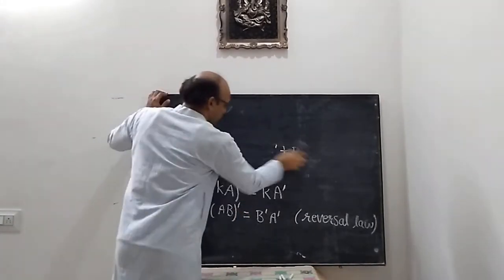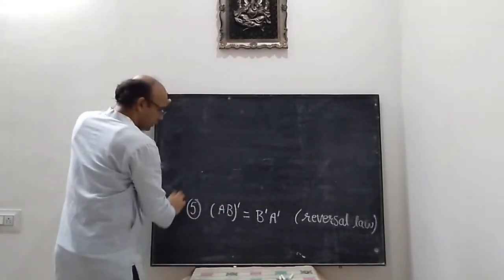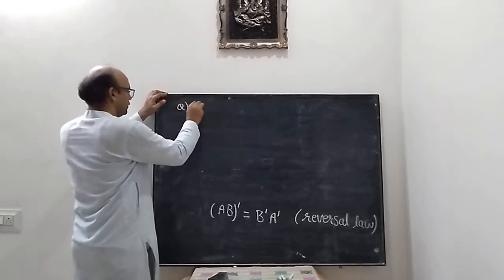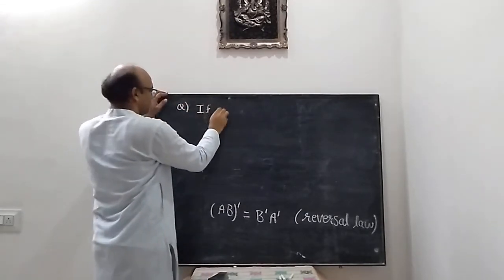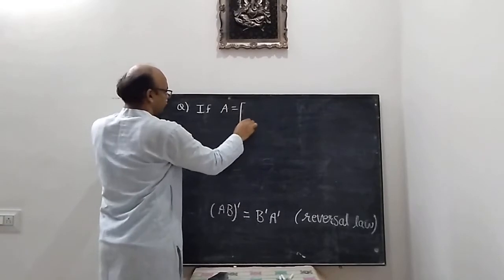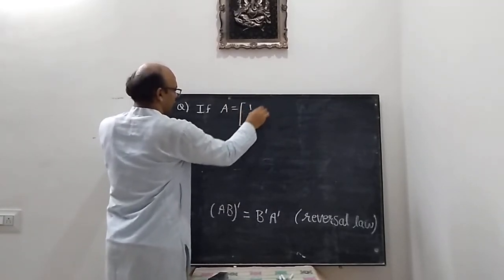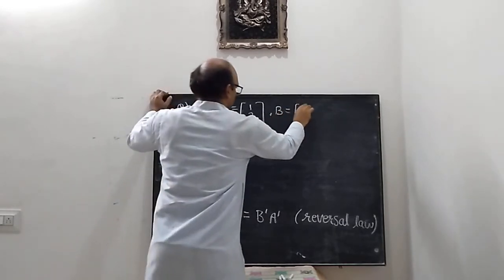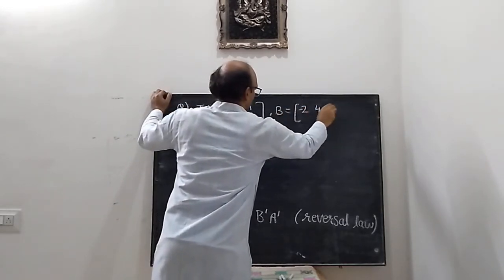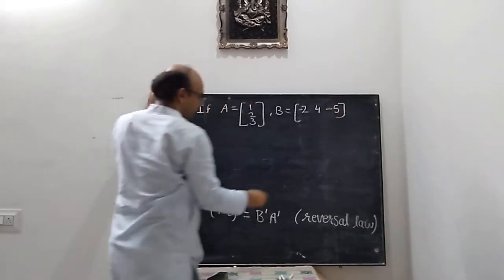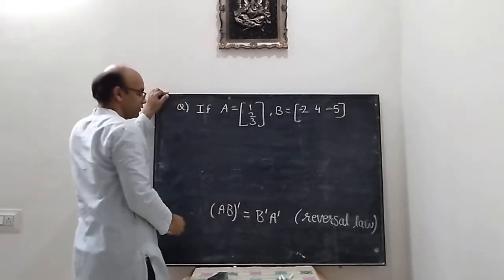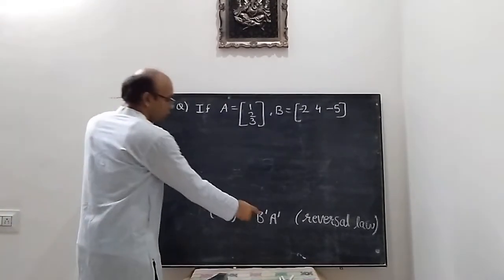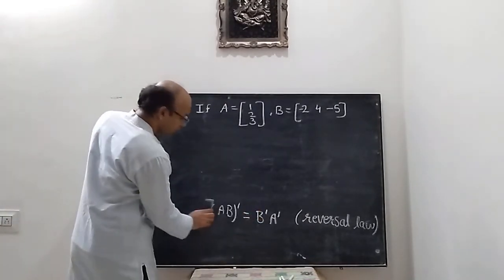Now we just quickly move on to an example where we illustrate this. The question says, if A is equal to 1, 2, 3, and B is equal to minus 2, 4, minus 5, then verify that AB whole transpose is actually equal to B transpose into A transpose. This has to be verified.